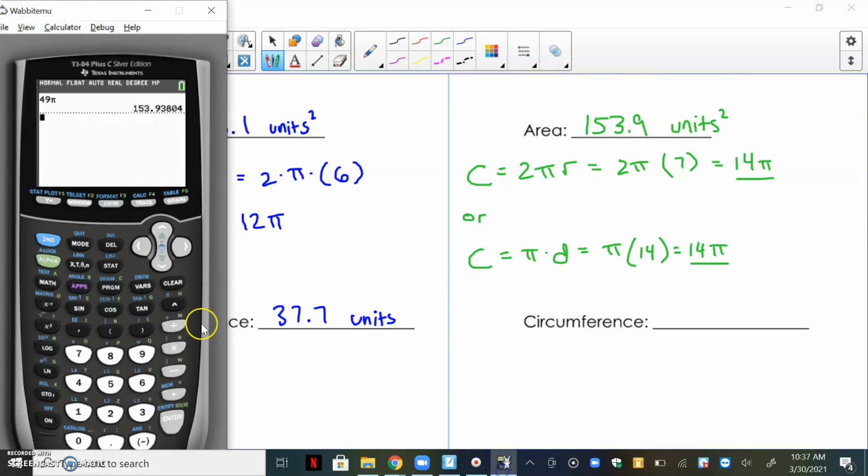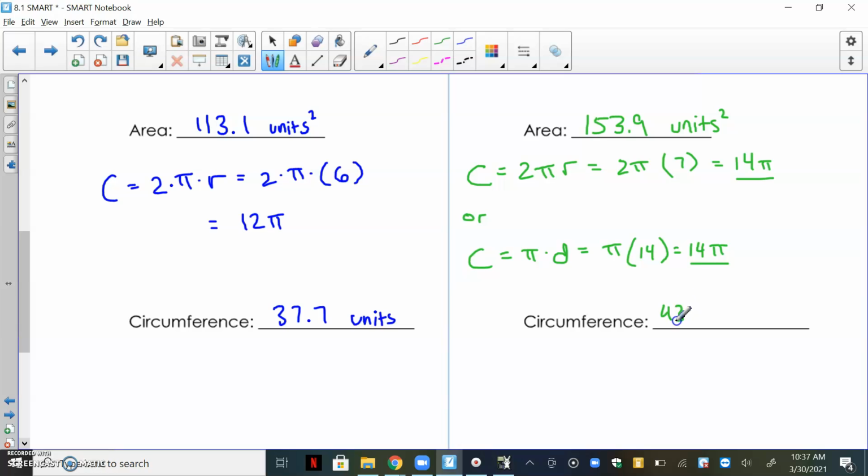In our calculator we would just type 14 pi, and it gives us 43.9822. So we can either call this 43.98, or if I was rounding to the tenths place, I would round this to 44. And regular units, not squared, because it's just a perimeter.